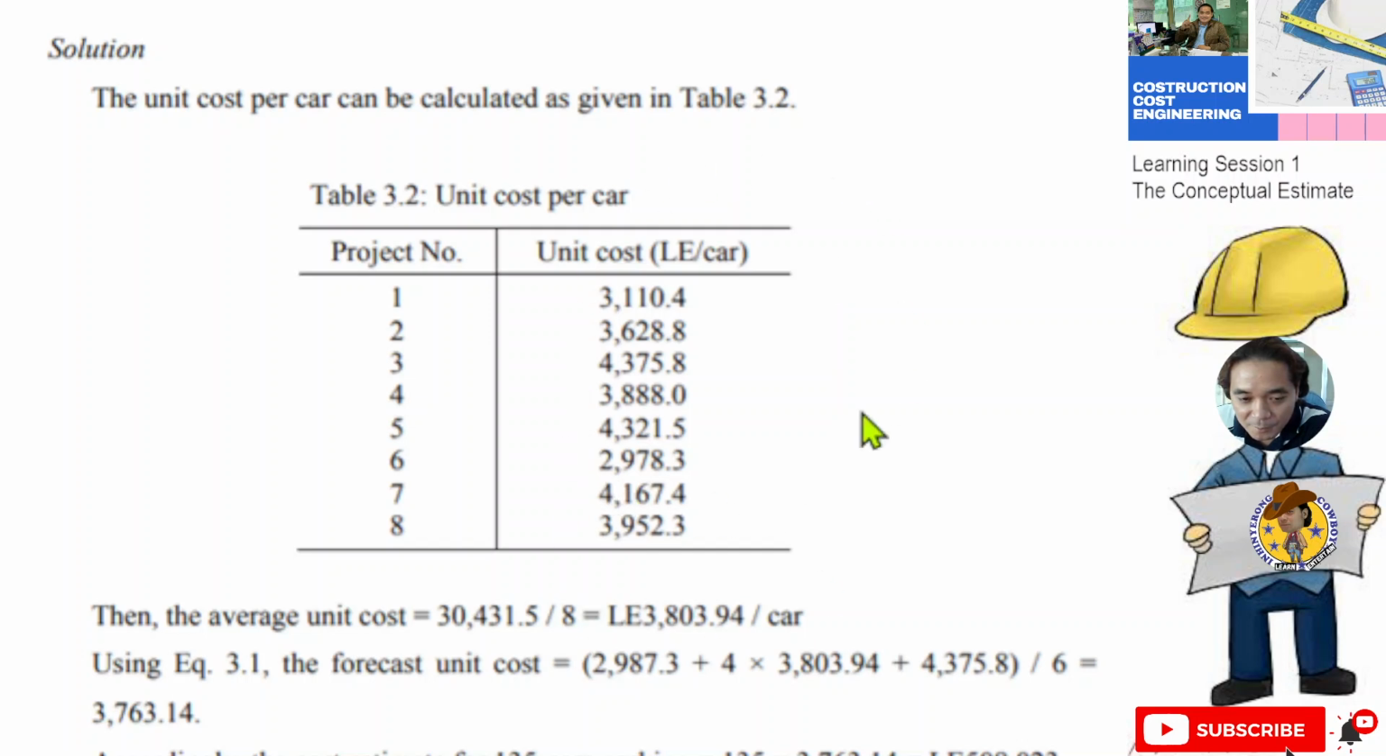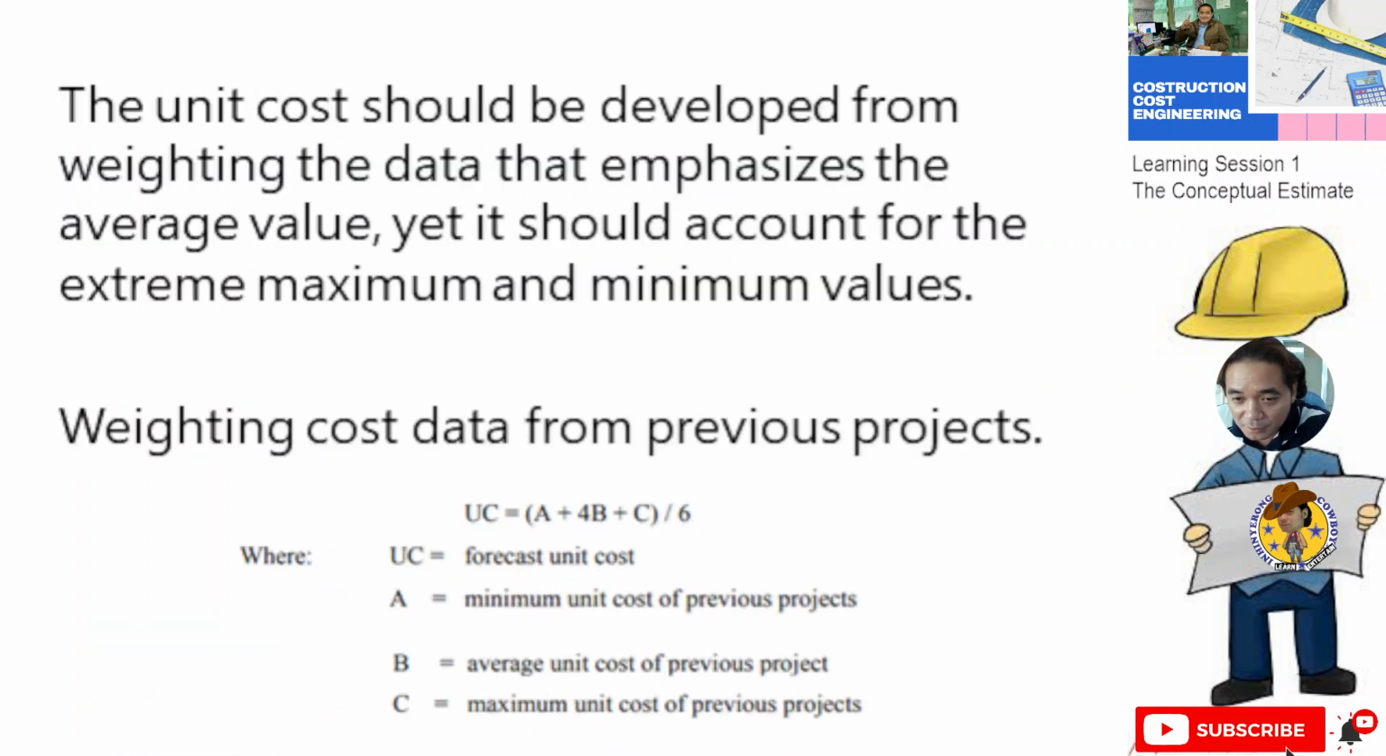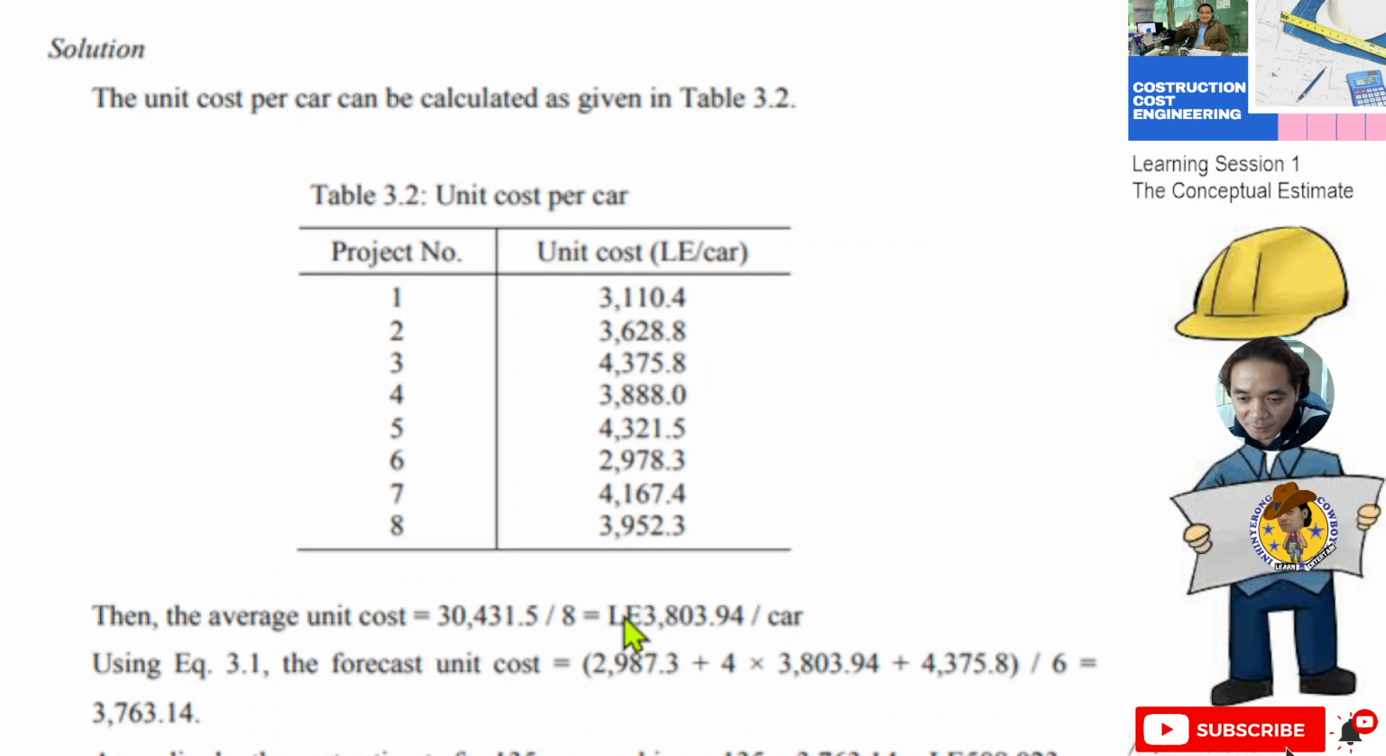This is important data in this system. The average unit cost is 30431.5 divided by 8. You add these and divide by the number of projects, and you have the average unit cost of 3803.94 per car. So I think we have the data we need to satisfy this formula. We have the minimum cost, the maximum, and the average. Then we can continue.